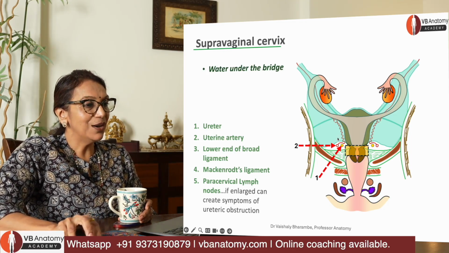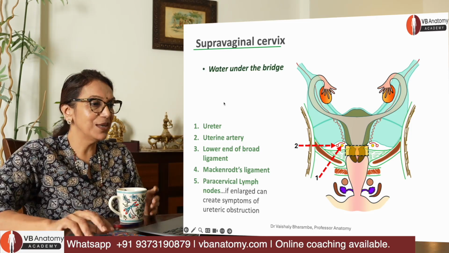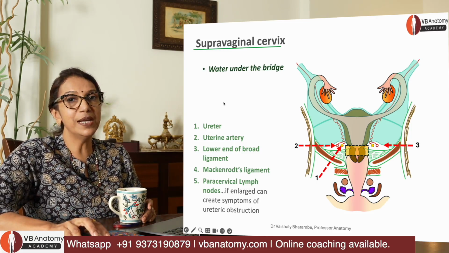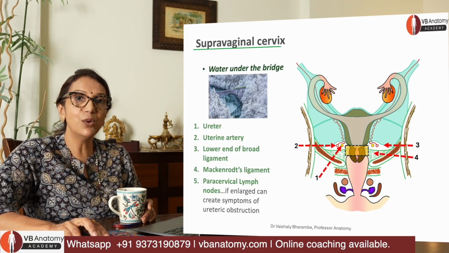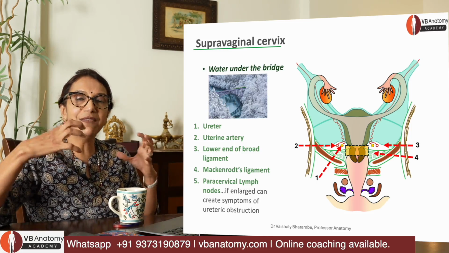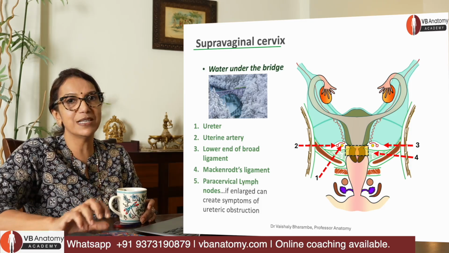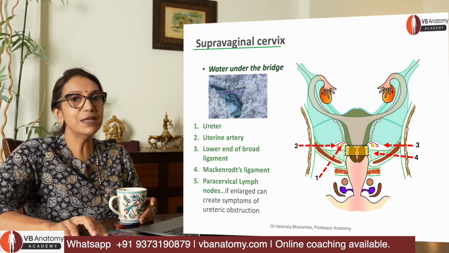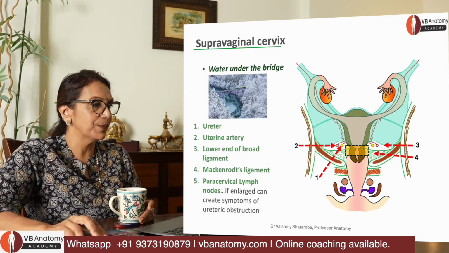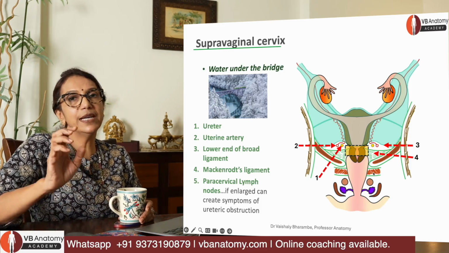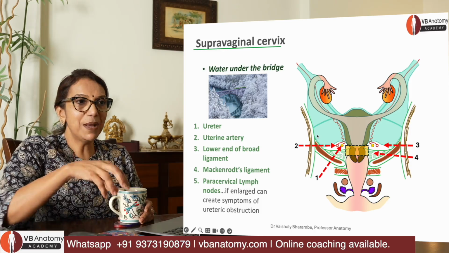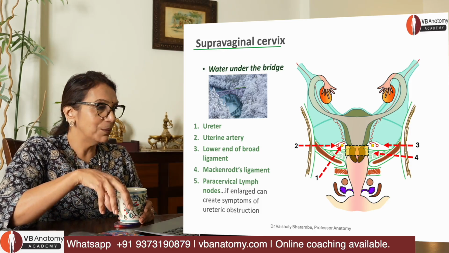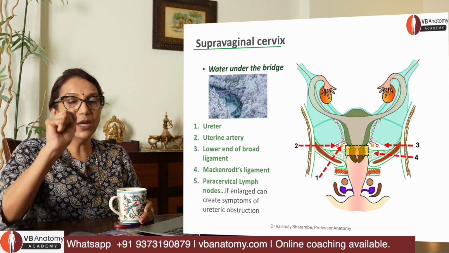So here, on the upper side, you can see that it's related to the two layers of broad ligament, and on the side here, you can see how it's supported very strongly by the Mackenrodt's ligament and some other ligaments which I will discuss with you soon. Remember, it's also related on the side to the paracervical lymph nodes. These paracervical lymph nodes can become thickened and cause ureteric obstruction.